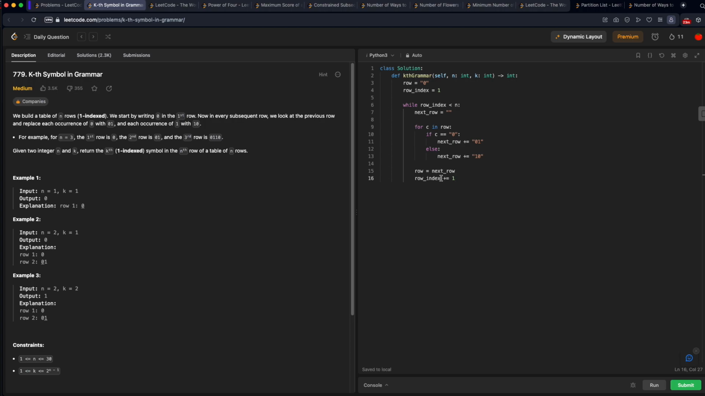Then at the very end, we'll have our row equal to the characters that we're looking for. And we just have to index into k. So for this, we'll return our row. And since this is a 1-based system and our row itself is 0-based, we have to go k minus 1. So if k is 1, we return row index 0. Okay. And I think that's it. Let's see if this works.